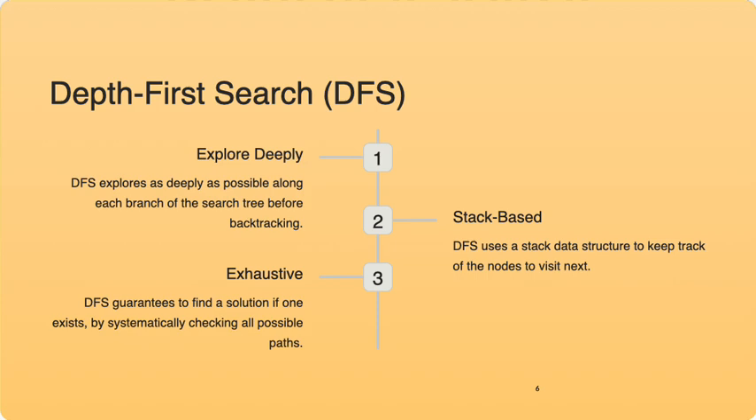Depth first search. Depth first search has three major steps. Explore deeply: DFS explores as deeply as possible along each branch of the search tree before backtracking. Stack based: DFS uses a stack data structure to keep track of the nodes to visit next. Exhaustive: DFS is guaranteed to find the solution if one exists by checking all possible paths.